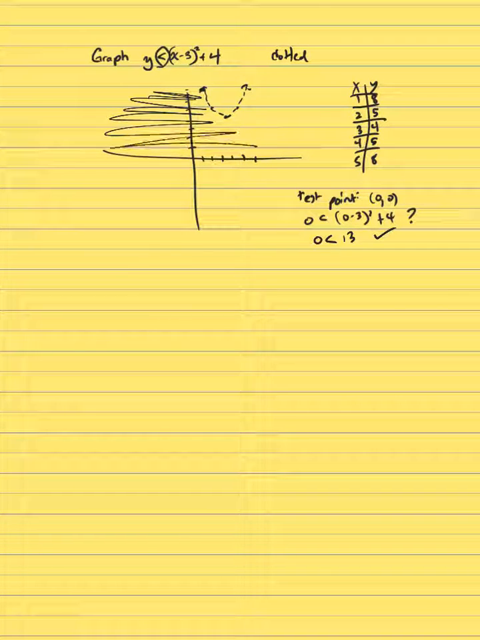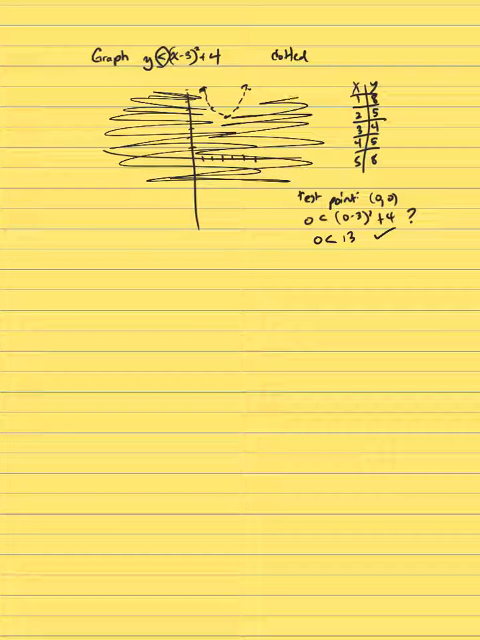Now, before, we had a straight line. The two regions were above and below the line. Here we have inside and outside the parabola. And the origin was outside the parabola, and when I plugged it in, it worked. So we shade outside the parabola.